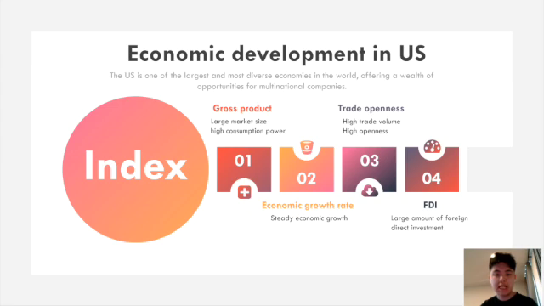The United States exports and imports more than $5 trillion a year. High trade volumes and openness create favorable conditions for Australian businesses to take advantage of free trade agreements. Finally, foreign direct investment. The United States attracts a large amount of foreign direct investment, with inflows reaching 333 billion US dollars in 2022. This shows that the United States has a good business environment for foreign entrants.